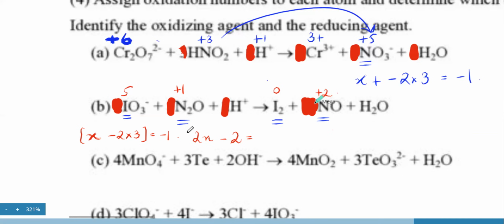So now tell me which one got oxidized, which one got reduced. So the iodine got oxidized. See what's happening to the iodine charge? It's plus 5, now it's 0. So it got reduced, and the nitrogen, the N, got oxidized. Okay, that's fine. Try doing this one.